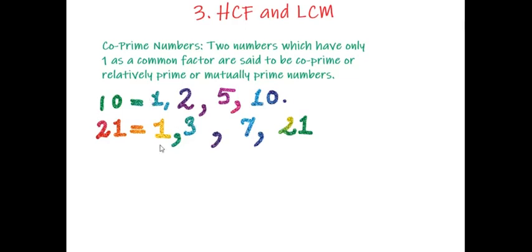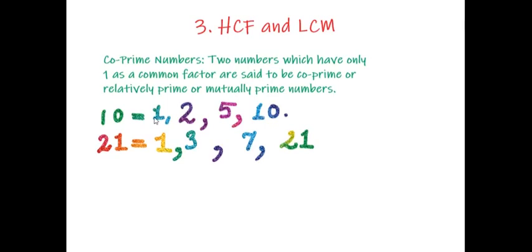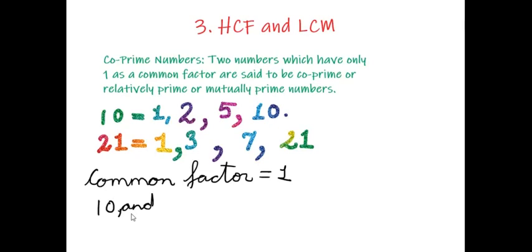Now what is common in these factors? If you see, only 1 is common, isn't it? No other factor is common. So students, we can write here: common factor is equal to 1. So what is the common factor? It is only 1. Thus we can say that 10 and 21 are co-prime numbers. Did you all understand? We can say that 10 and 21 are co-prime numbers.